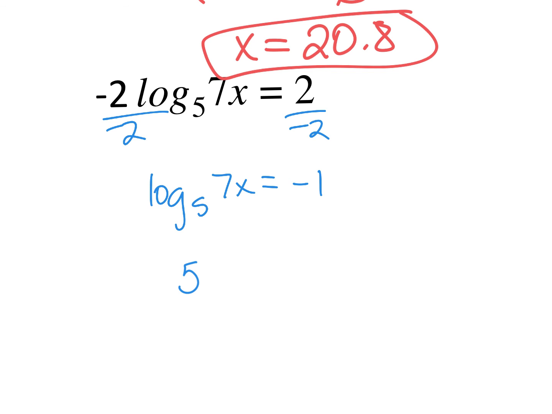Hold on. Why did we just divide? Because it was being multiplied. So pretend that this was a variable. If I had negative 2x equals 2, I would divide the negative 2 over, right? So if that's what we have to do to figure out what our steps are, we can.